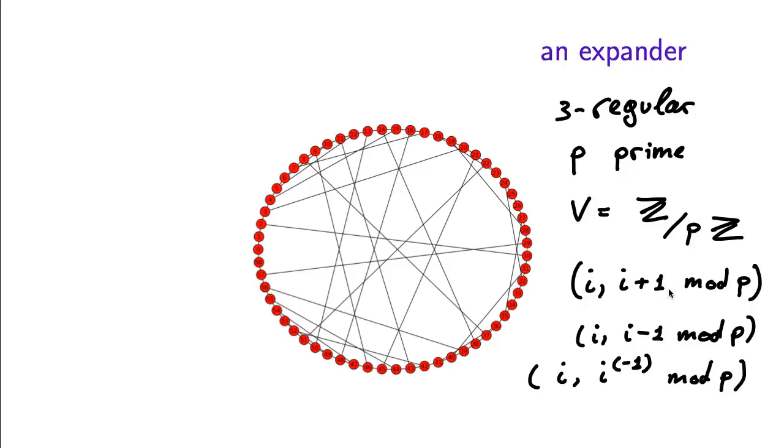Since the definition is so simple, it seems that there should be an elementary proof that this family of graphs are expanders, and this would be a very interesting result. But so far, the only known proof uses fairly advanced material from number theory.